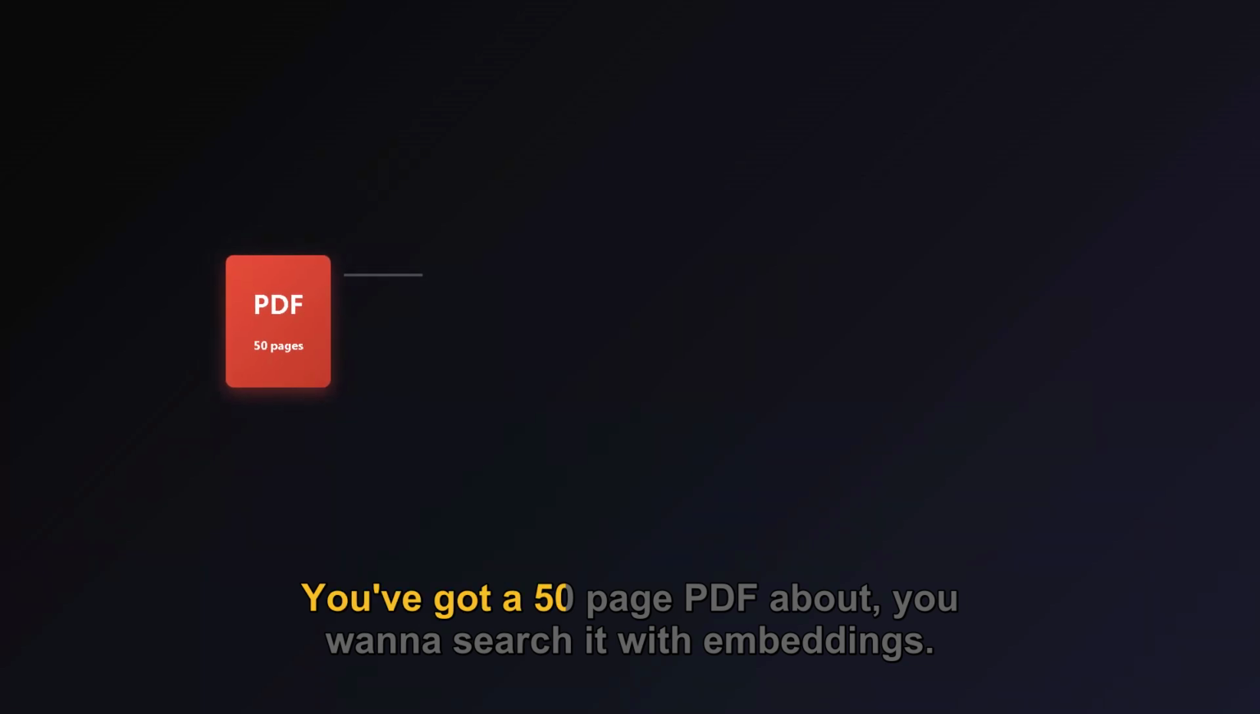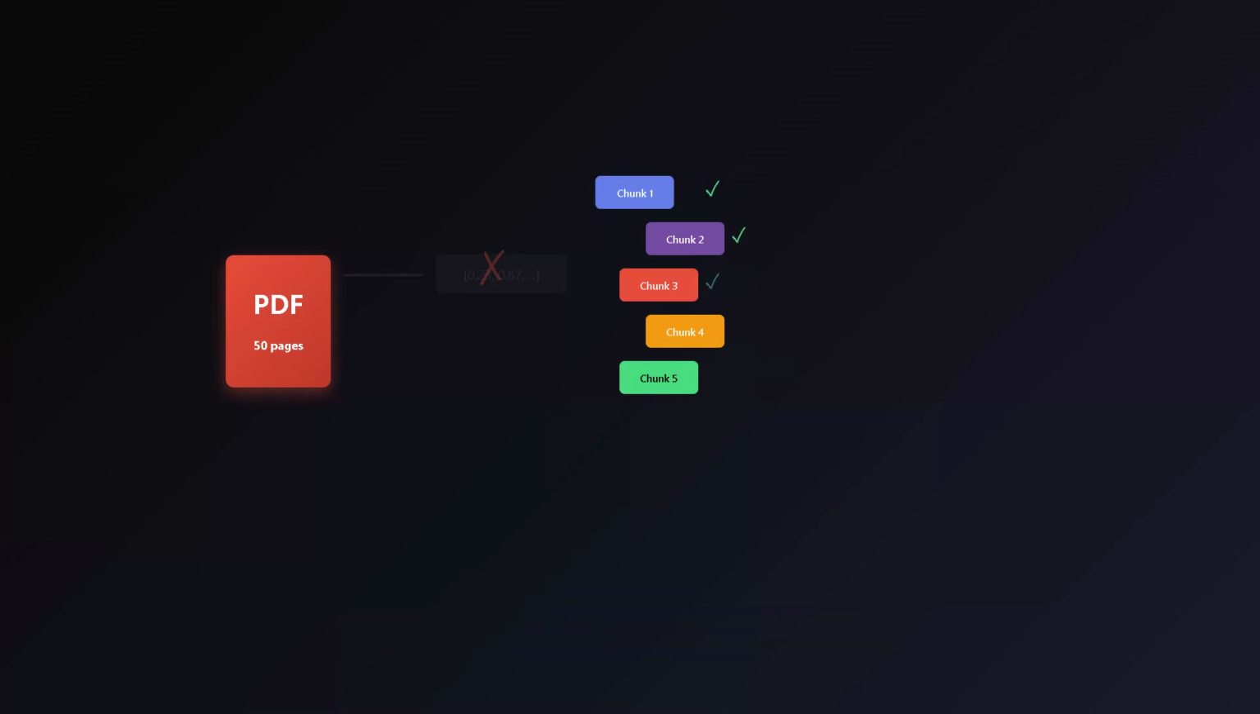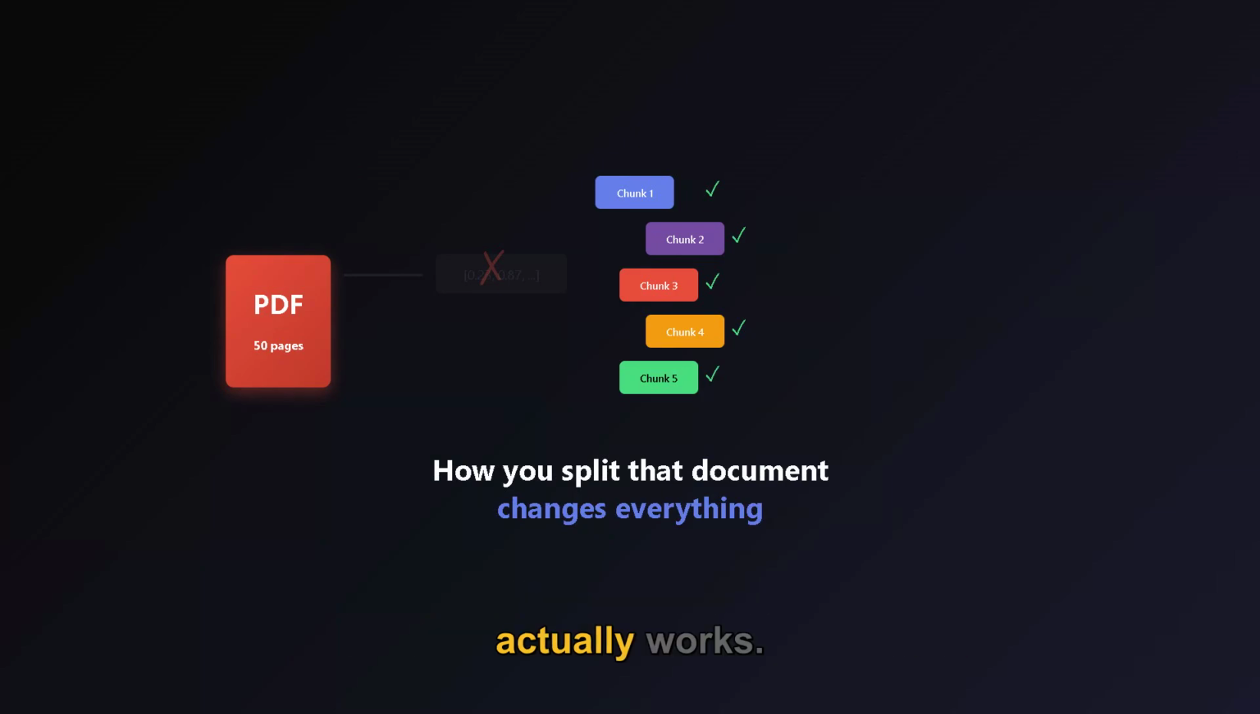You've got a 50-page PDF. You want to search it with embeddings. But here's the problem: you can't just embed the whole thing as one vector. How you split that document changes everything about whether your search actually works.